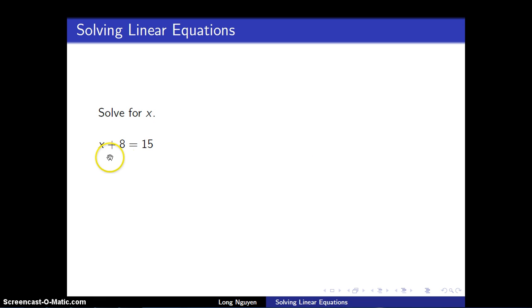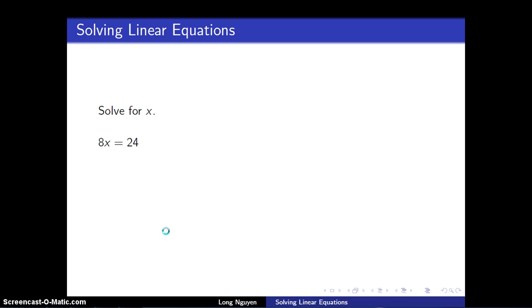Notice on the left, 8 is being added to x. To isolate x, I need to do the opposite of adding 8, which is subtracting 8. I need to do it on both sides of the equation, so I'm going to subtract 8 from the left and also from the right. Notice that 8 minus 8 cancels, and so I have x on the left and 7 on the right.